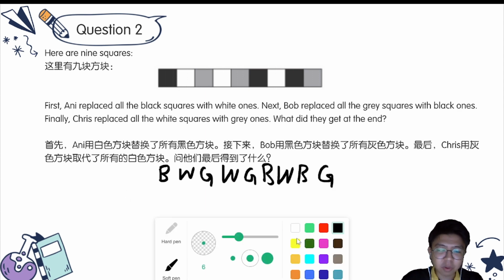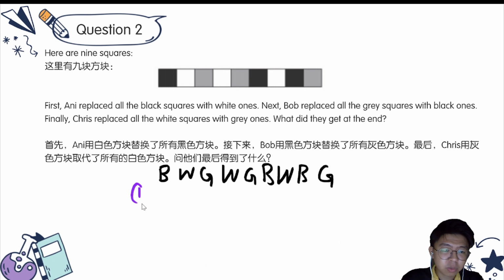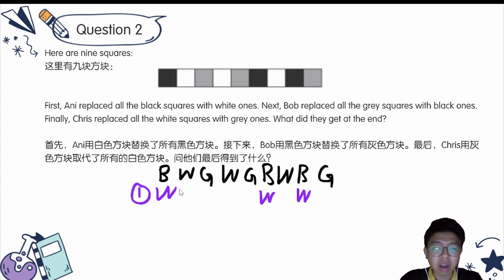So let's follow with the first step here. Let's write down the first step, which is to replace all the black squares with the white one. So when you see the black one, you just replace it with the white one. So this one changed already, this one changed, this one's also changed to white. And the rest will be unchanged, so we can just copy it down again. So white, gray, white, gray, white, and lastly gray.